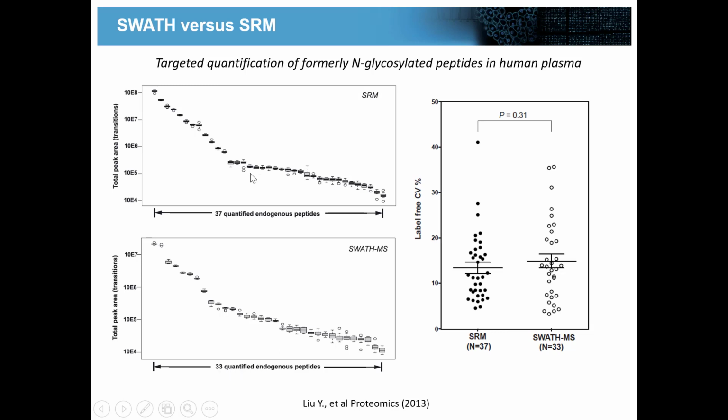So the take-home message here is that we can get close to the level of quantitative data that we had with SRM, although not quite as good. So I would say it's approaching SRM is what I usually say. And in terms of reproducibility, the CVs are essentially indistinguishable.